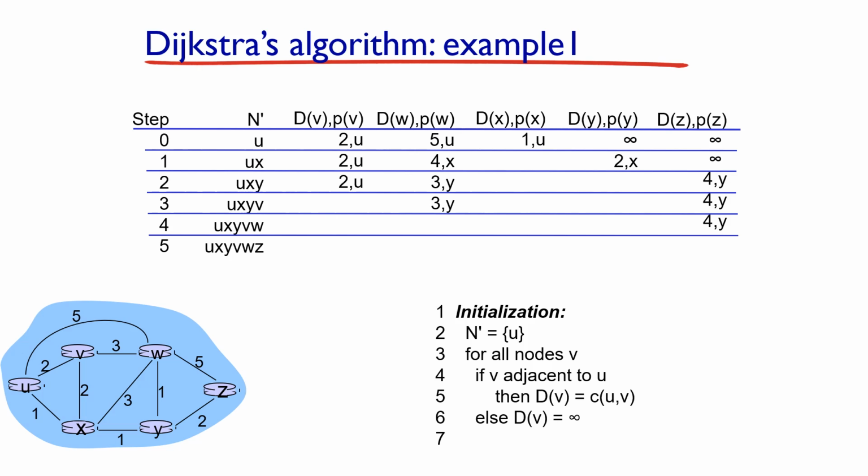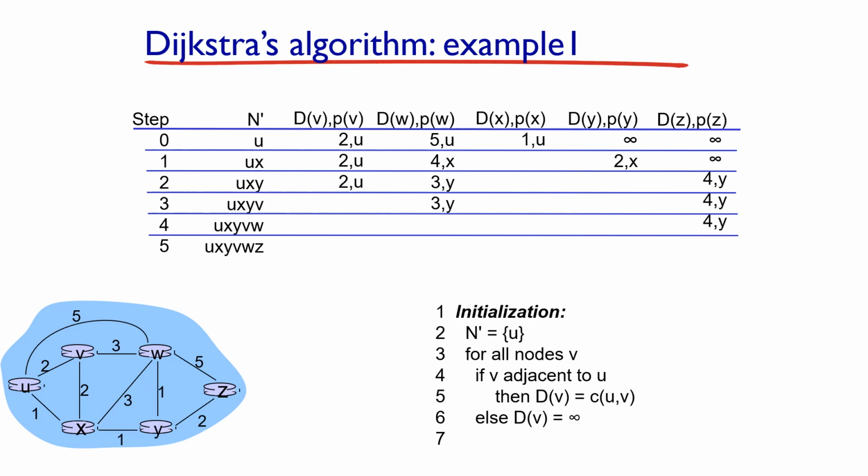And for all nodes v adjacent to u, if v is adjacent to u, fill dv with c of uv. So all the adjacent nodes, the first row is filled with the list of nodes other than u. The list of nodes other than u consists of 5 different nodes: v, w, x, y, and z. And d of v and p of v are the distance to v and the predecessor of v. Distance to w, the predecessor of w, like that.